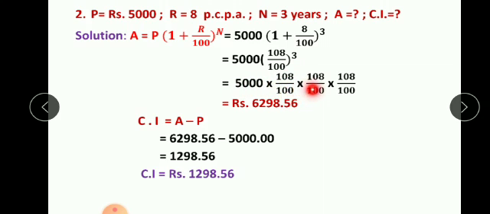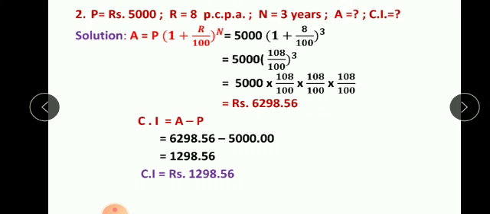Now 5,000 multiplied by 108 by 100. This will be multiplied how many times? 3 times, because N is 3. So 3 times we have multiplied. Now after cancellation with 5 and some terms, what will we get as an answer? Amount is equal to rupees 6,298.56. Now we got the amount.